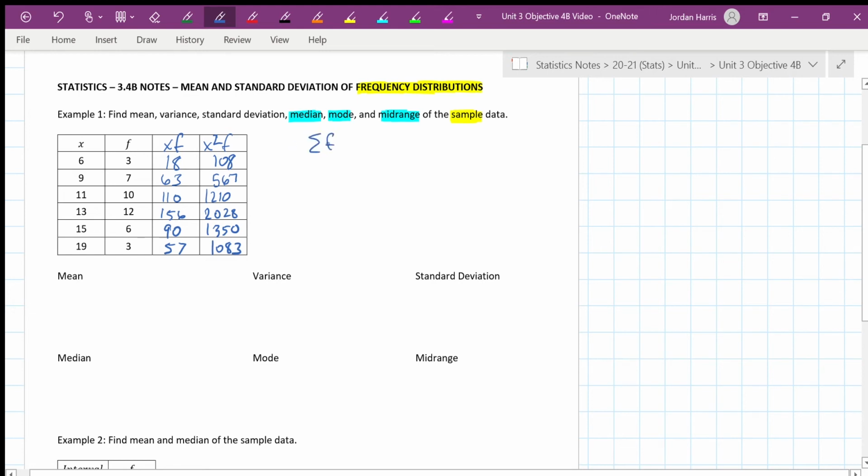And we get our three sums, sum of f, sum of xf, and sum of x squared f. So sum of the frequencies, add up all the frequencies, it's 41. Remember, that's how many data points we have. We have 41 pieces of data separated into each part. So the sum of all of the data is xf, so that's 494. And finally, the sum of the squared data, x squared f, 6,346.